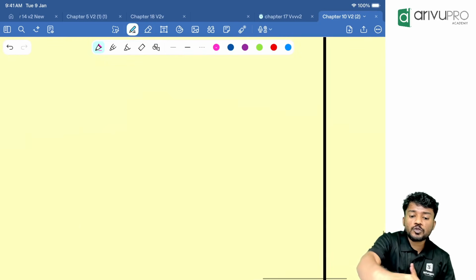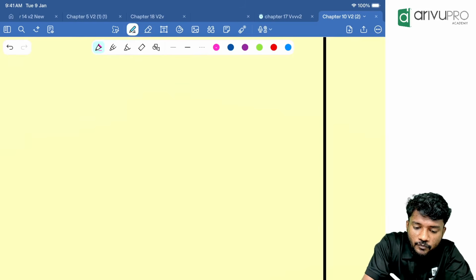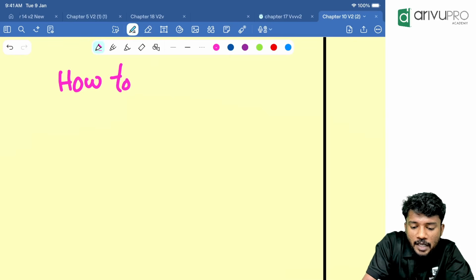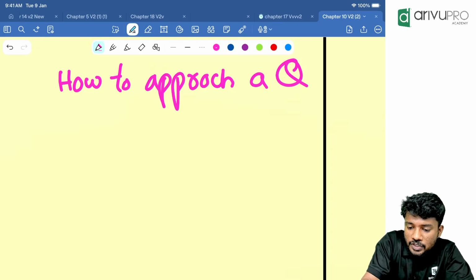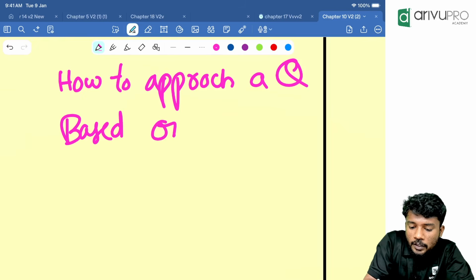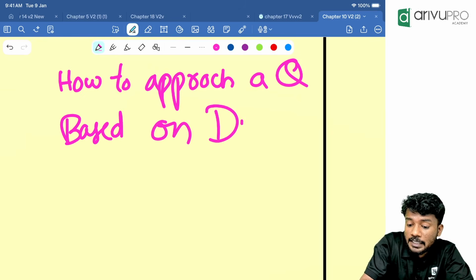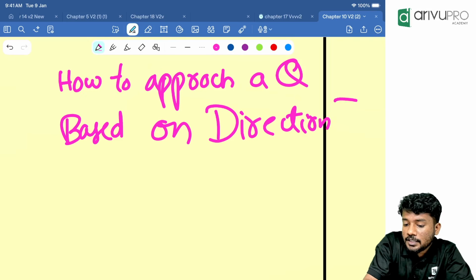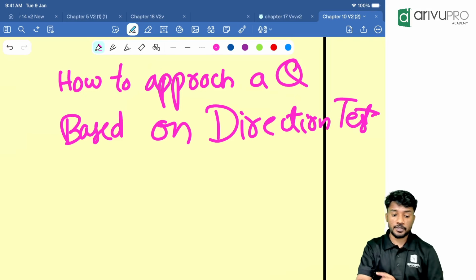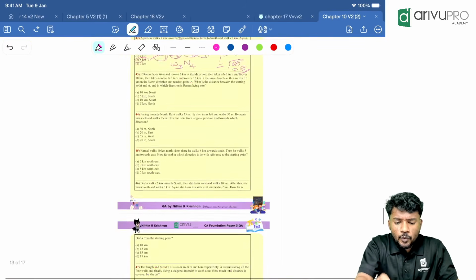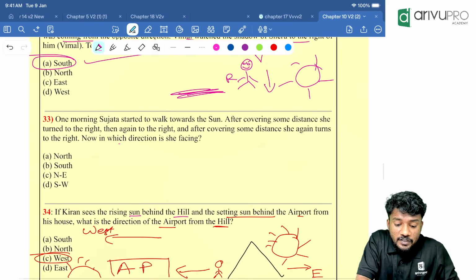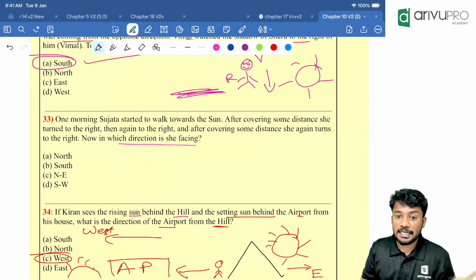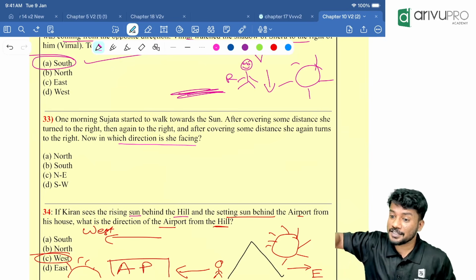Now, how to approach a question based on logical reasoning, either it is seating arrangement or mainly direction test. How to approach? The approach is very important. People, whenever you get a question from direction test, always read the last line. Now, in which direction he is facing. In which direction he is facing means we need to find which direction he is traveling.